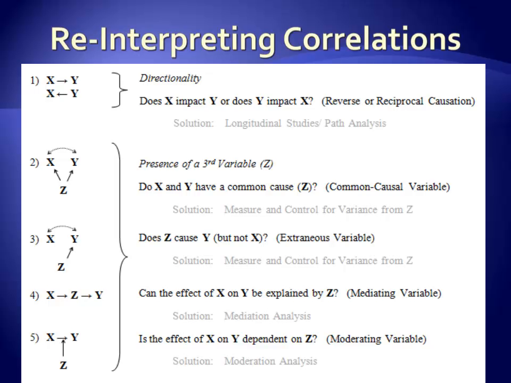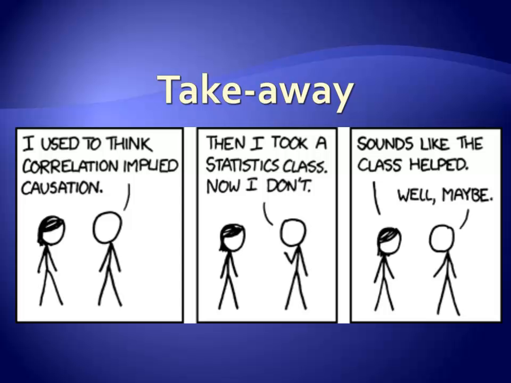So now you know 5 different ways to reinterpret or challenge a correlation. And always keep in mind that correlation does not imply causation, even as it relates to this lecture.